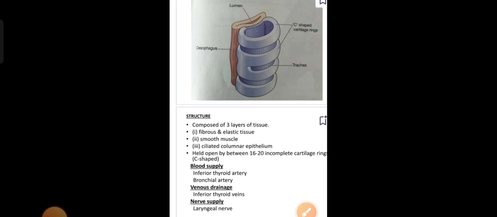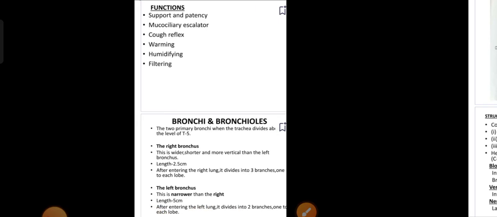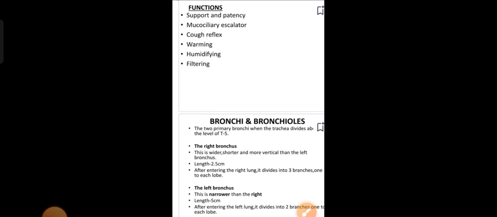Blood supply, vagus supply, venous and nerve supply, where they are getting. Functions: cough reflex, warming, humidifying, filtering.